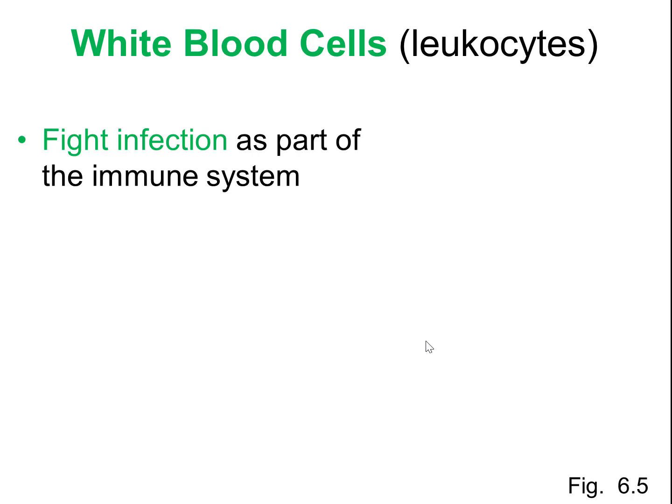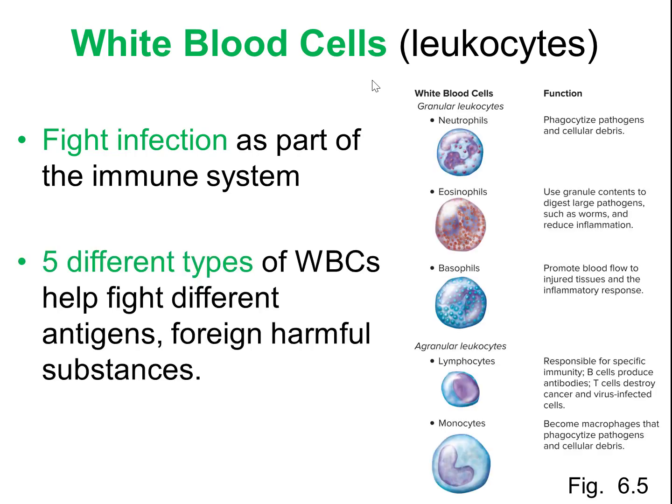Let's now talk about the white blood cells. White blood cells are also called leukocytes. Again, cyte is for the cell and leuko is for white. The main goal of the white blood cells is to fight infection, so they're part of the immune system. So we'll see white blood cells again when we talk about the immune system.